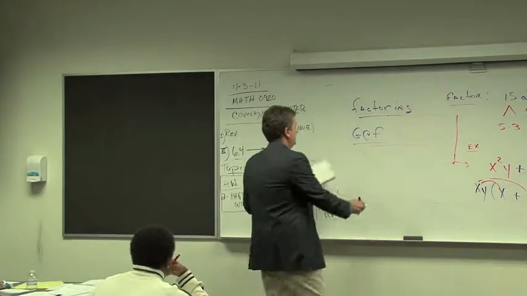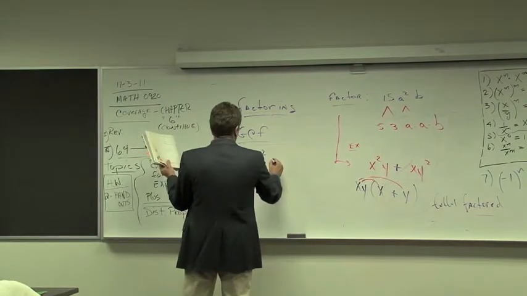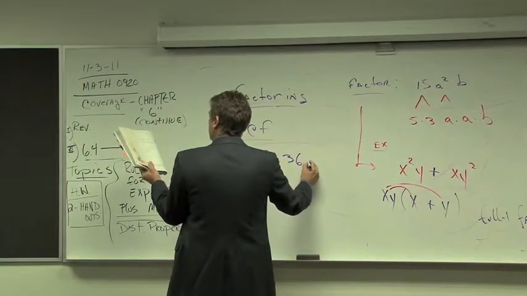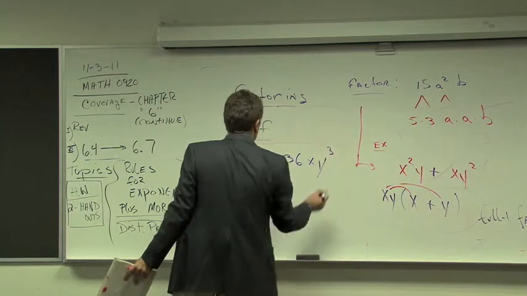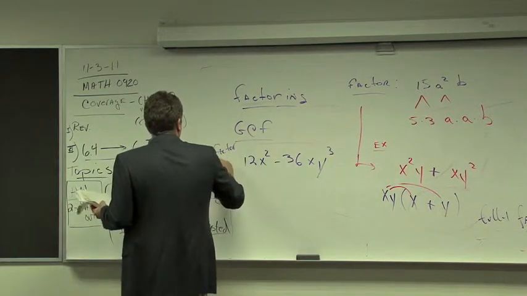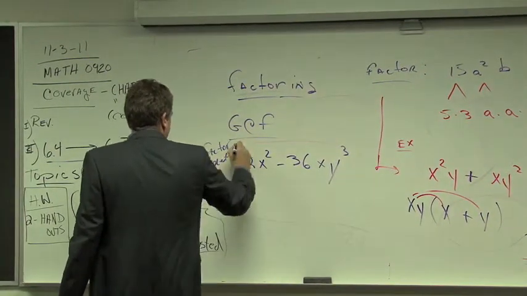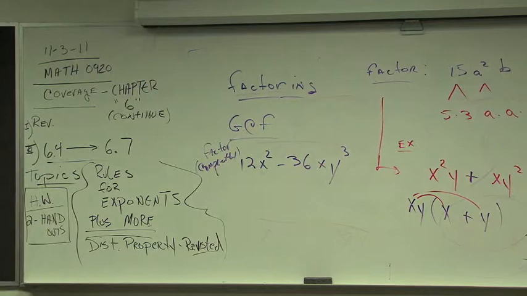12x squared minus 36xy cubed. Let's factor this bad boy completely. Factor completely. I may have to define completely, but let's just see how this goes. Some people factor, but not completely.